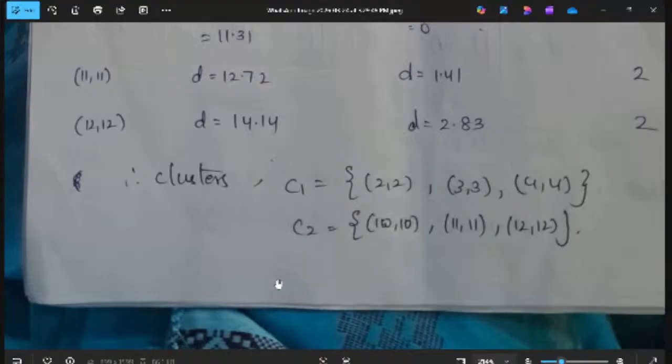Now write down step 4. Step 4: compute SSE. Compute SSE. What is the mu value here?